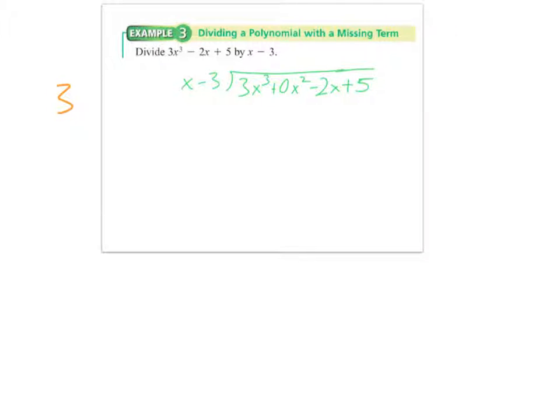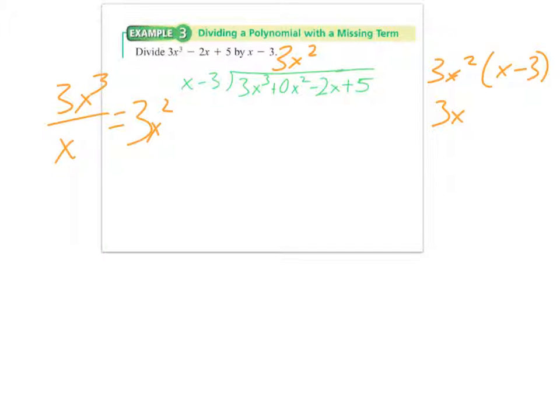I begin by dividing the first term of my dividend, 3x cubed, by the first term of my divisor, x. I get 3x squared. So that's the first part of my quotient. And again, notice I already need the x squared column. Then I multiply that 3x squared by my divisor, x minus 3. And so I figure out that product is 3x cubed minus 9x squared. So I subtract that.